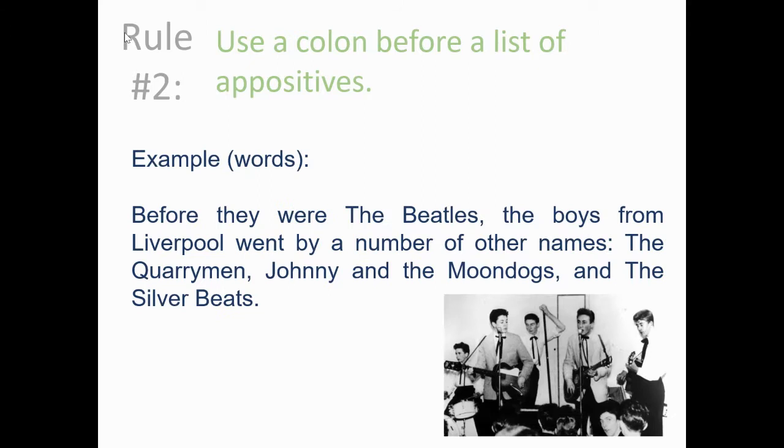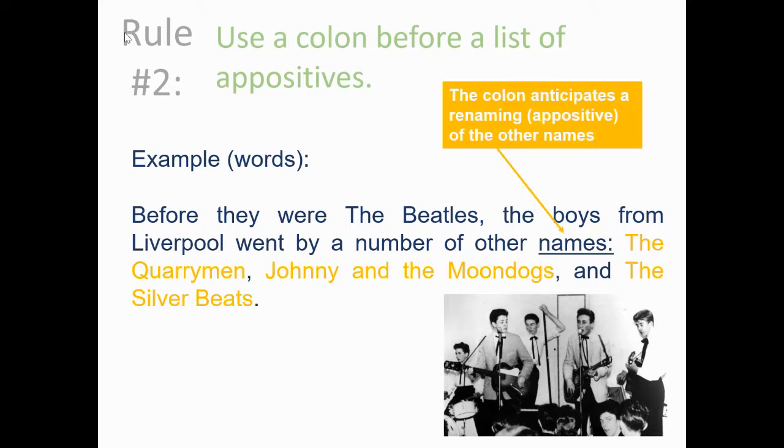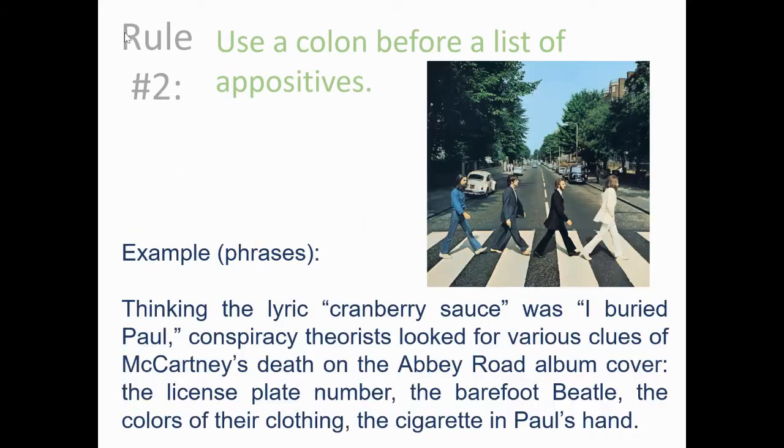So if I could say, before they were the Beatles, the boys from Liverpool went by a number of other names: the Quarrymen, Johnny and the Moondogs, and the Silverbeats. So here's that colon, and here's that appositive. I'm using that phrase, a number of other names, and then I list the other names. This is an example of an appositive with a series of words.